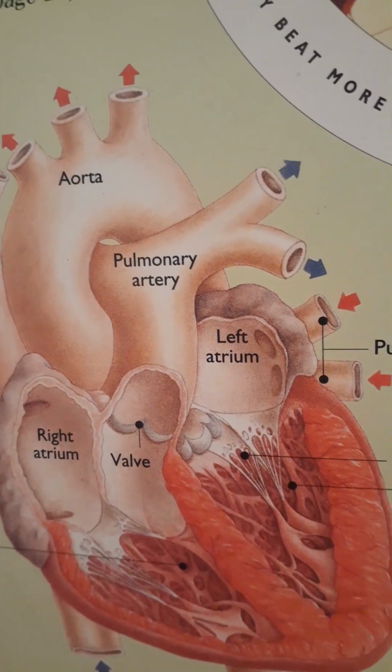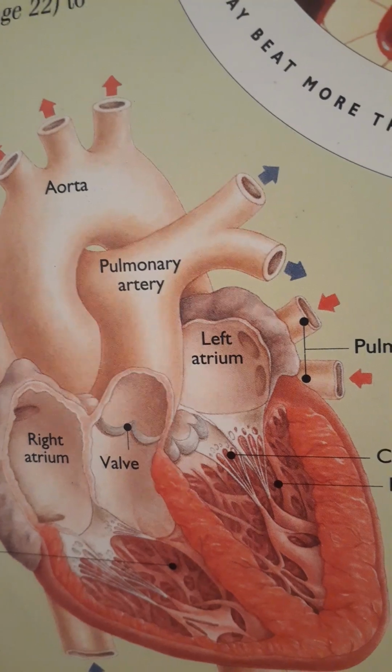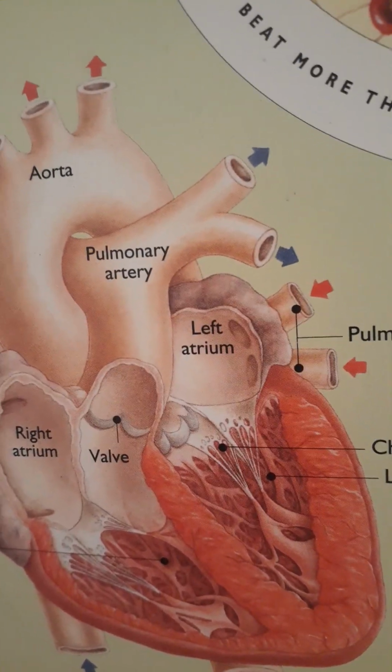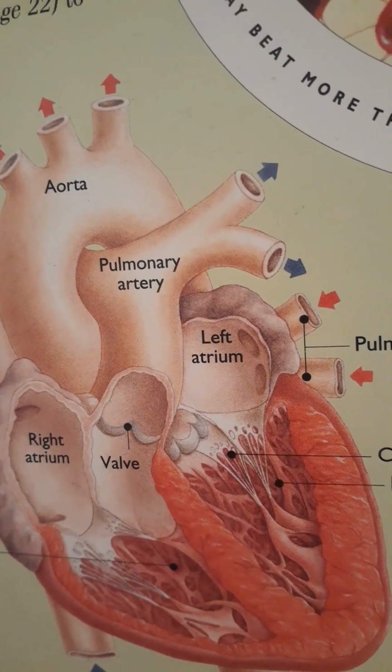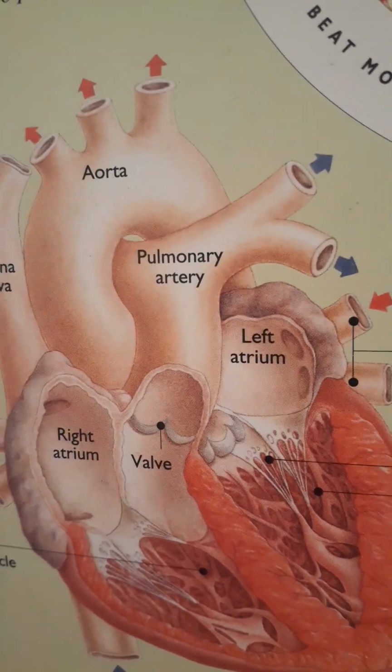If you do an echo, like a lot of people, you can still see a little shunt there. And sometimes when you get extra blood volume, such as pregnancy, it can open up a little bit. As long as it's not getting big, it's fine.